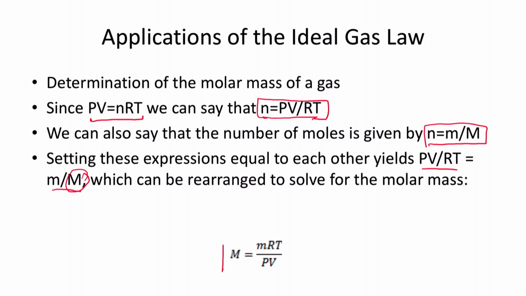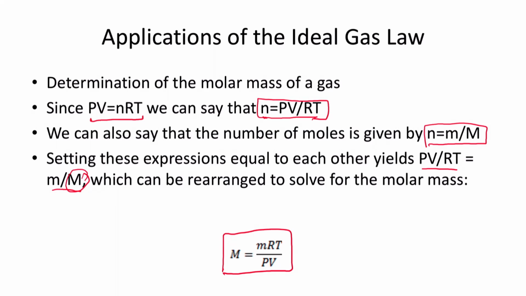Okay, and so capital M, molar mass, is equal to the small mass, the actual mass of something, little m, times this gas constant R, times temperature in Kelvin, divided by pressure and volume. Okay, so when I use this equation, I have to be careful with the units. Okay, molar mass is typically in grams per mole. Okay, little m, mass, is usually grams.